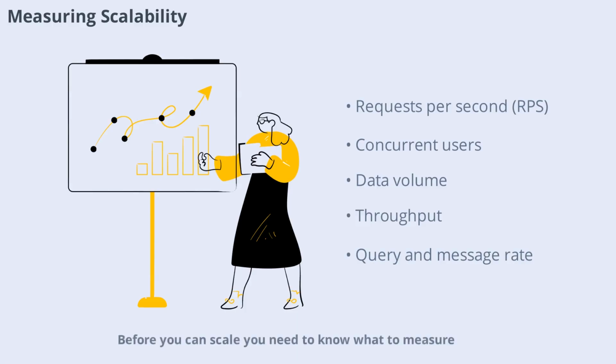Before you can scale, you need to know what to measure. Vague statements like "we need to scale" don't help unless you have concrete numbers. Scalability is typically evaluated along several dimensions: requests per second, concurrent users, data volume, throughput, query rate, and message rate. For example, you might track how many API calls your system handles per second or how much data is stored and processed. By understanding these metrics, you can pinpoint where your system starts to struggle and make informed decisions about scaling. Let's look at each metric in more detail.